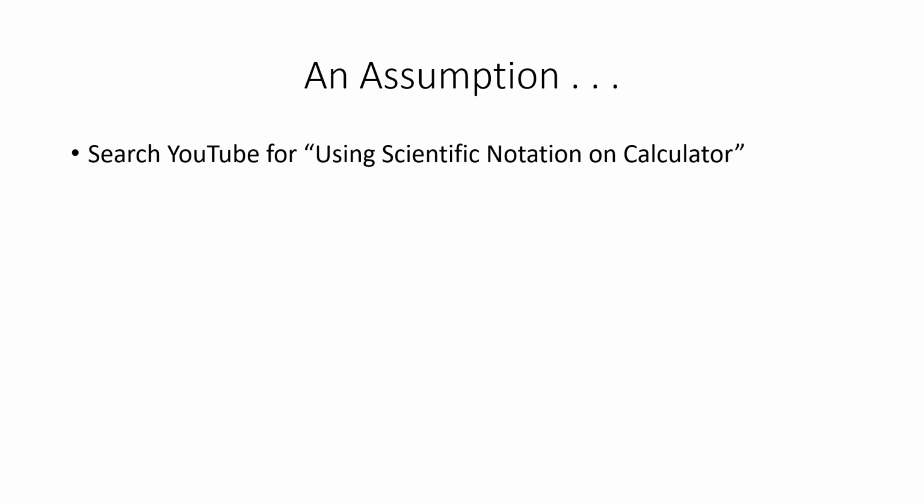If you just go to YouTube and search for using scientific notation on calculator, you'll find all sorts of demonstrations of how to do that on your calculator. There's a mode on your calculator, if you have a scientific calculator, for scientific notation, and using that mode you do not have to type times 10 to the whatever it is. It's a better way of doing it. It stores the numbers as a single memory entry.